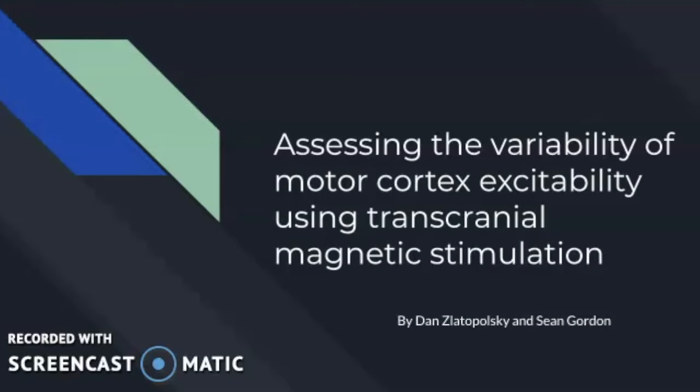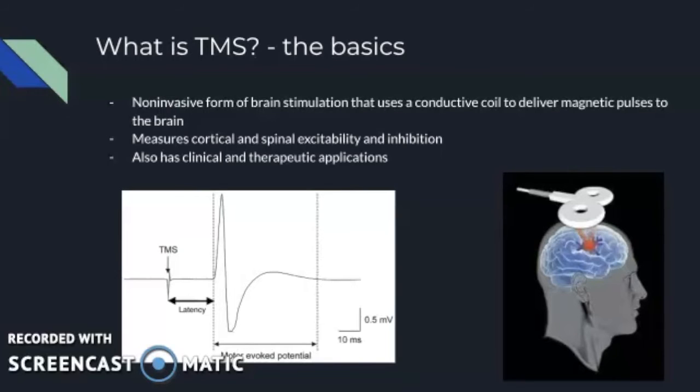This is our presentation on assessing the variability of motor cortex excitability using transcranial magnetic stimulation. You may be wondering, what is transcranial magnetic stimulation, or TMS? Well, it's a non-invasive form of brain stimulation that uses a conductive coil to deliver magnetic pulses to the brain.